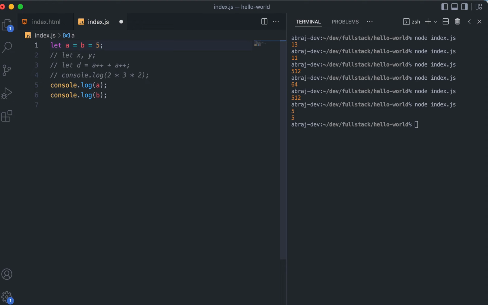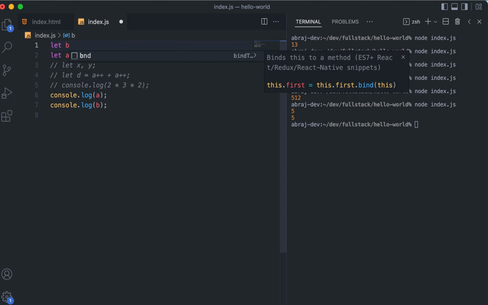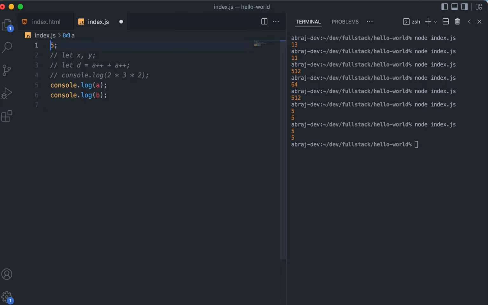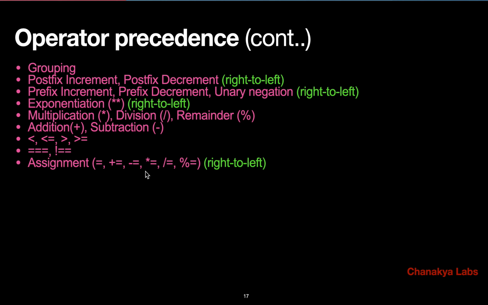And how can I say that this grouping is happening? It might be the case that b was already defined by some value, let's say 10, then also it is 5, right? So why is it not the case that a is assigned 10? Why is b assigned 5? Because that is how the assignment operator works, as shown here also.